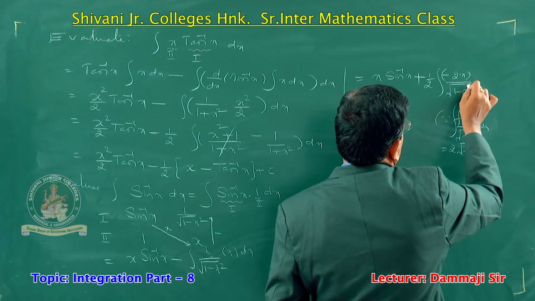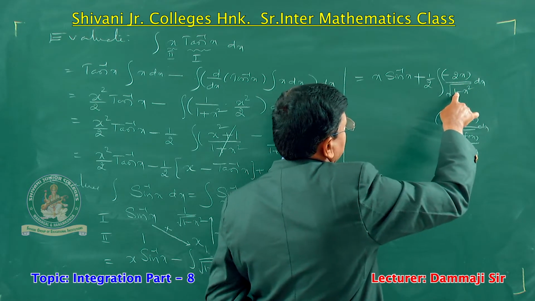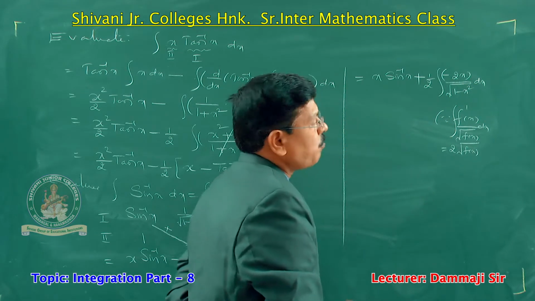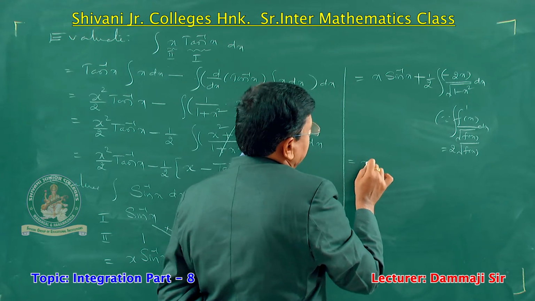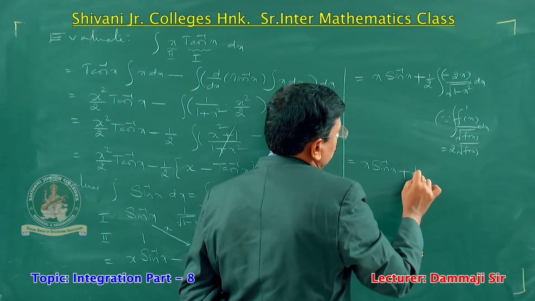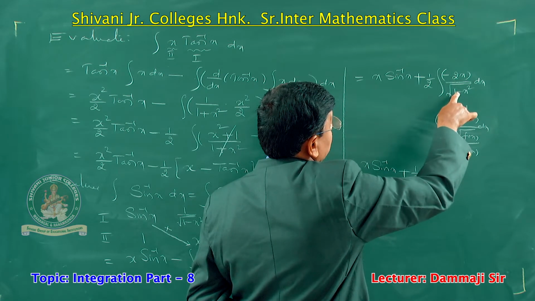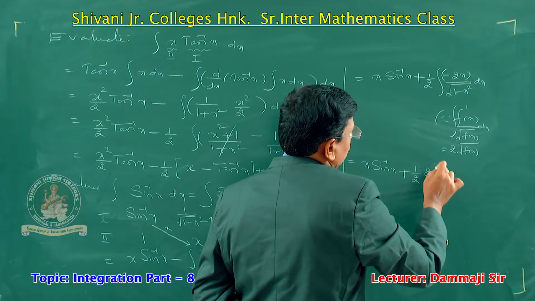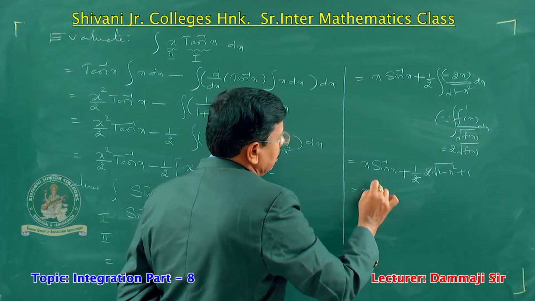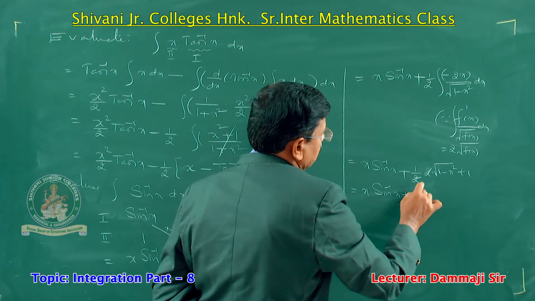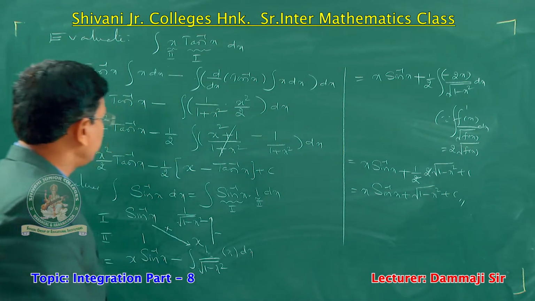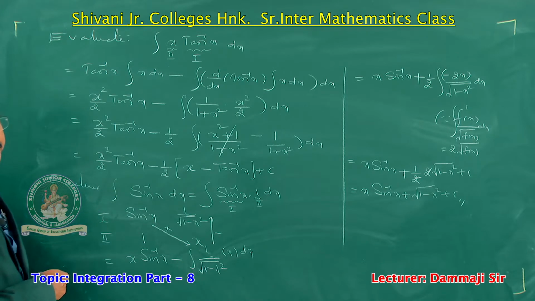You can check the result. We have the form f dash x by root f of x, whose derivative is minus 2x. So we get the result x sine inverse x plus 1 by 2. The integral of f dash x by root f of x is 2 root f of x, so 2 gets cancelled. The result is x sine inverse x plus root of 1 minus x square.